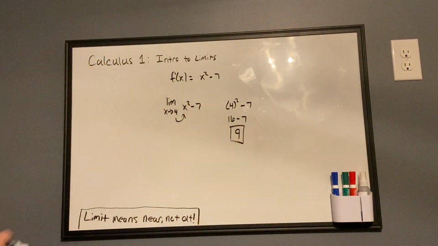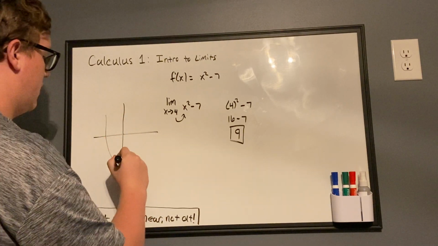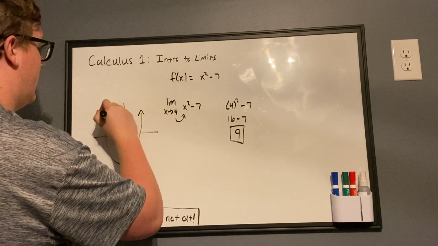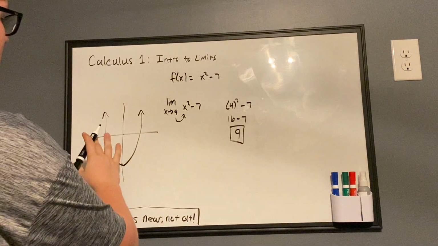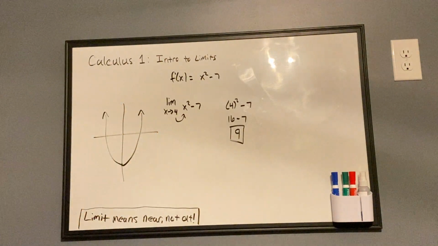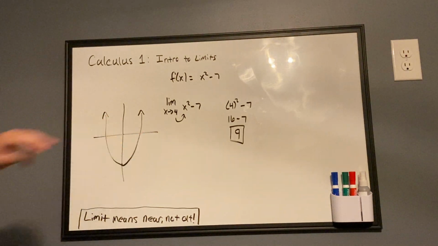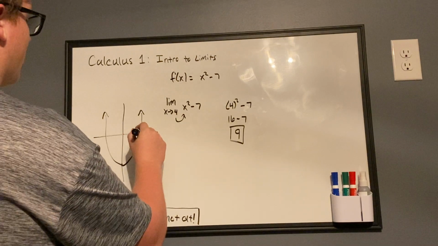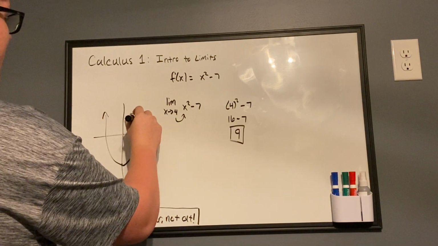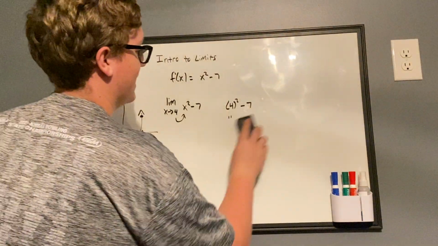If you graphed x squared minus 7, it would look something like this. And you would see that the limit as x approaches 4 of this graph would be up at 9. You can graph that on Desmos, you can graph it on your calculator, you can graph it anywhere. You'll see that as you get close to this positive 4 value, somewhere over here, it would be up here at 9. You can graph any of these examples. So let's try a different example where you may not get an exact answer.